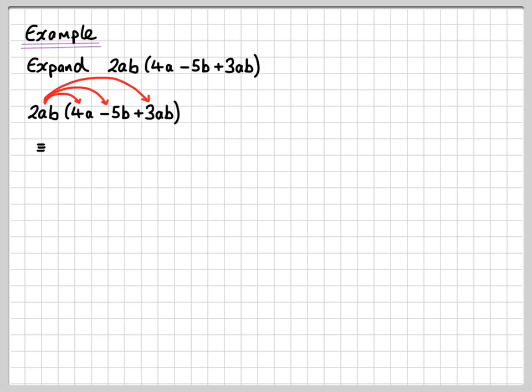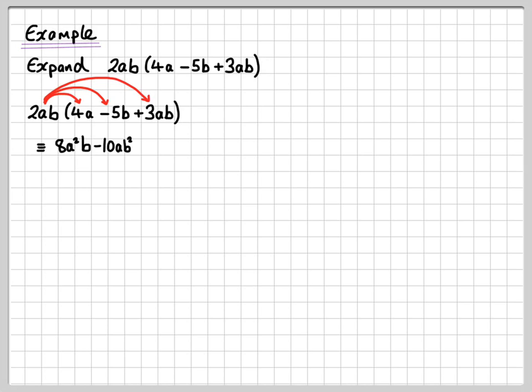Now the first one is 2ab times by 4a. If I multiply the numbers together I get 2 4s are 8. There'll be an a times by a in there, which I can write as a squared, and of course the b. So the first part will be 8a squared b. Now we're going to multiply 2ab by minus 5b. So the 2 times by minus 5 will give me minus 10. The a is there, and I've got b times by b, which is b squared. And so we'll get minus 10ab squared.